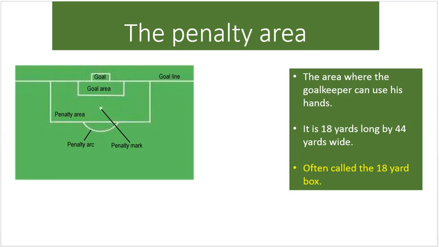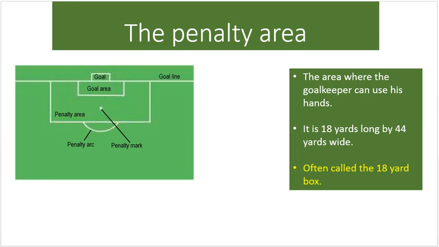Now let's talk about the penalty area. This is the area where the goalkeeper can use his or her hands. It is 18 yards long by 44 yards wide. That's a great trick. A lot of people know how long the penalty area is. It's frequently called the 18-yard box, but nobody seems to know how wide it is. It's supposed to be 44 yards wide, and as it says on the slide, it's often called the 18-yard box. The penalty area is where the goalkeeper is allowed to use his hands. Outside the penalty area, the goalkeeper cannot use his hands, and he's just like any other field player. The same rules apply to him when he's outside the box.